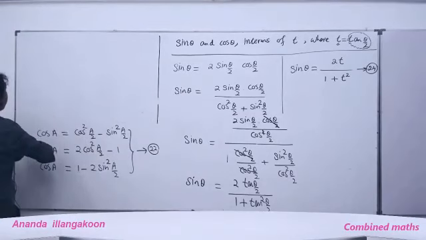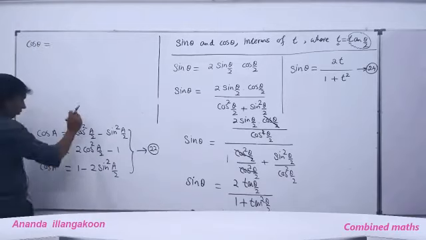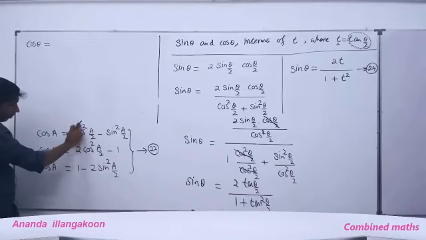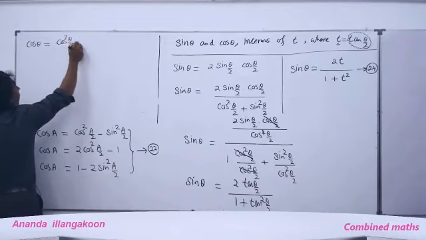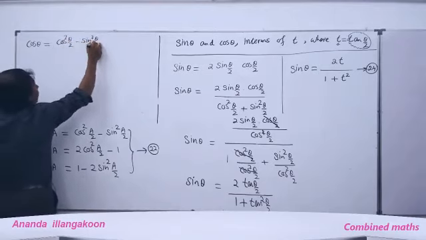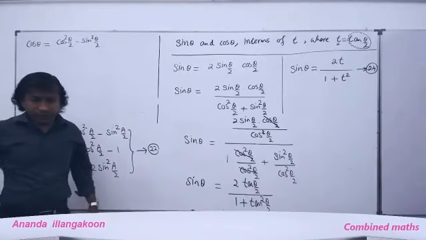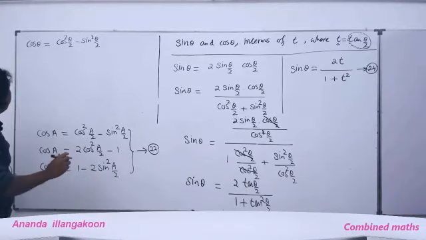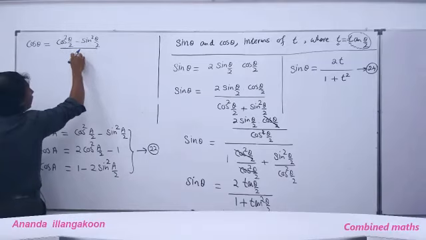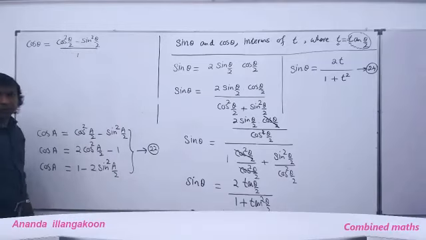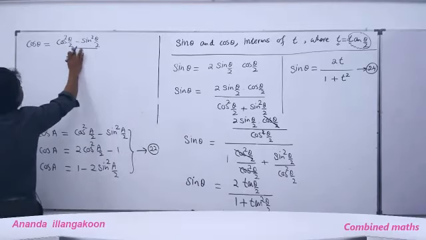Right. We can write cos theta as cos square theta by 2 minus sin square theta by 2. But as we said earlier, this contains one more. That one we again write as cos square theta by 2 plus sin square theta by 2. Okay, right. We write the next line.